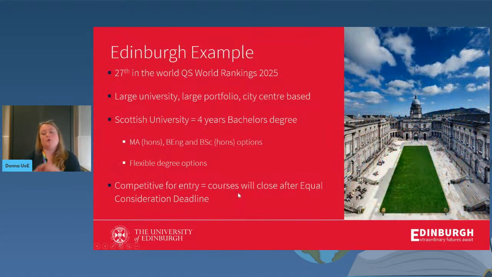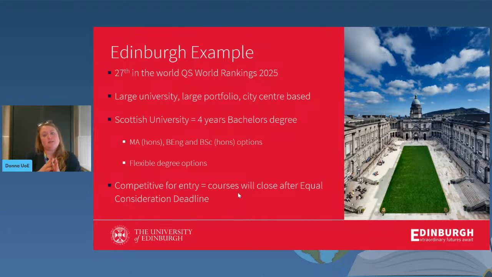So just to sort of bring it back to some of the things I've covered here, I've used my own university as an example of the things that you could be considering as part of your decision making when it comes to the UK. So my university is 27th in the world. We are a large university. We have close to 50,000 students at the University of Edinburgh, and we have a large portfolio, but we don't teach everything. So for example, if you were looking for physiotherapy, my university doesn't offer that option. So you would have to explore based on what it is you're trying to find.